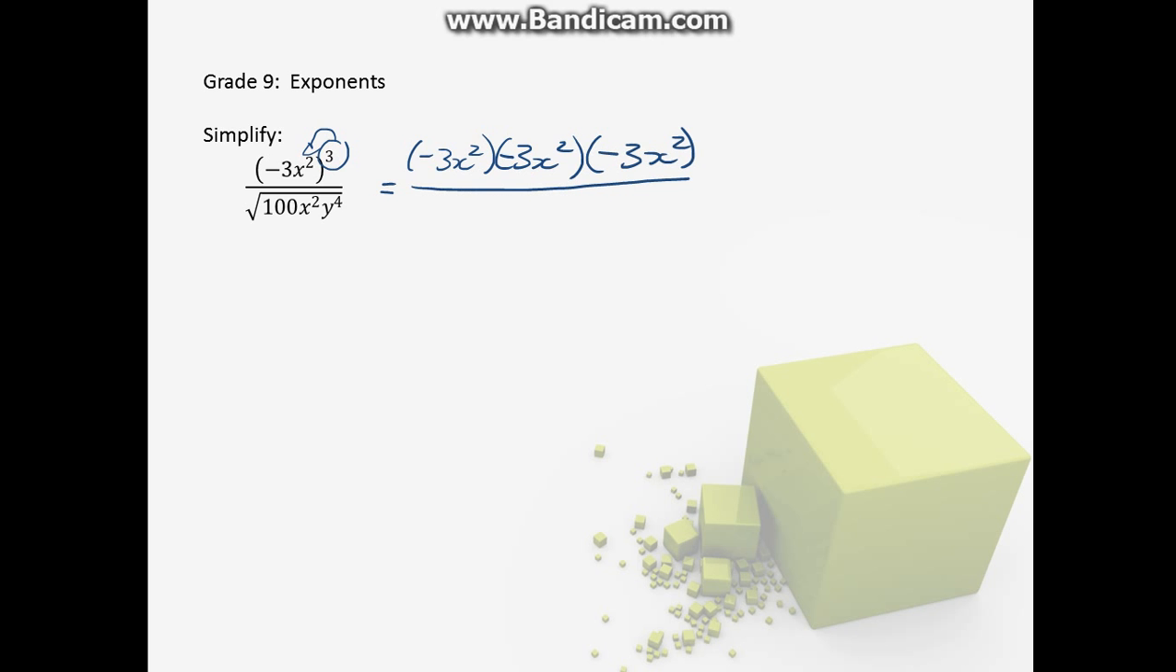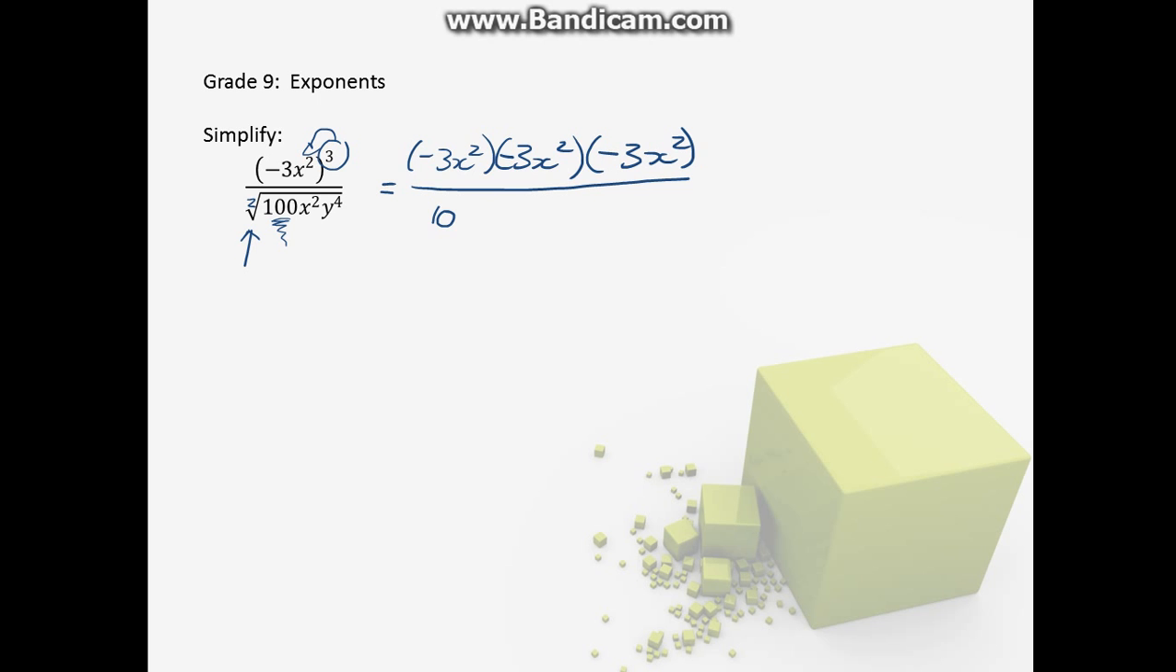And then down here in the denominator, remember that when I have just a normal square root, inside there's an invisible 2. That means I want a number that multiplies by itself to get the value that you have underneath the square root. So for the 100, it will be 10 times 10, and I'm going to write that.